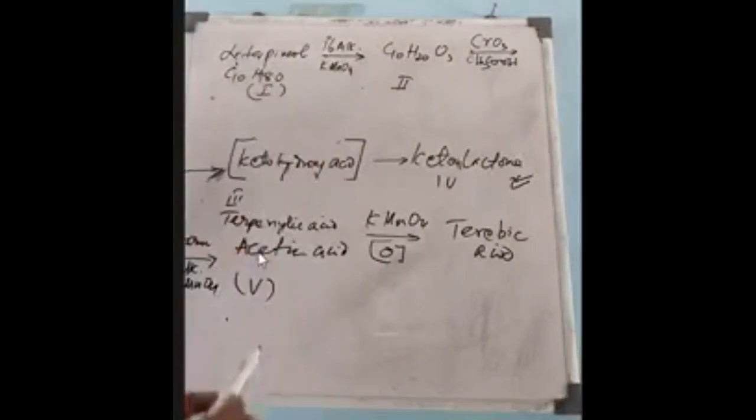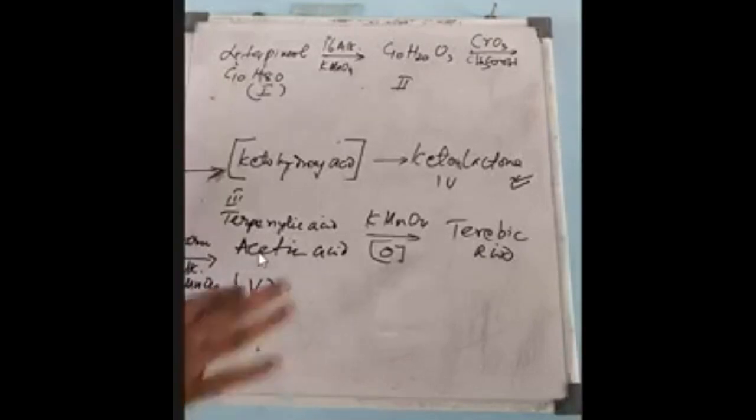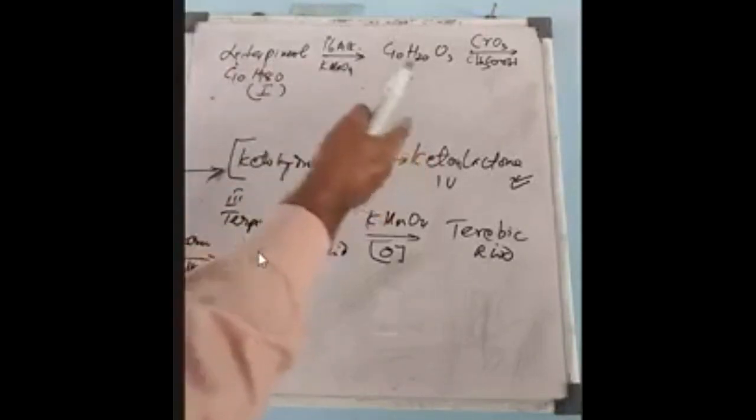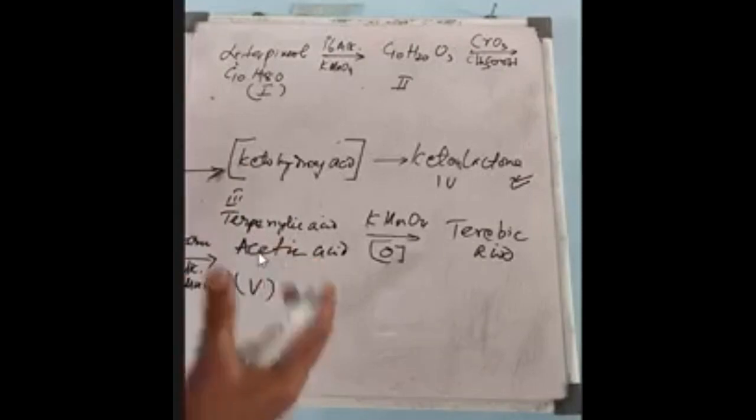Again, I'm repeating. When this compound was treated with the sodium carbonate, no reaction was taking place. It means there is no carboxylic acid. From this test, the presence of carboxylic acid was not confirmed. But when the same keto compound was refluxed with the standard solution of potassium hydroxide or sodium hydroxide and then back titrated, that is, whatever amount of potassium hydroxide or sodium hydroxide remained behind, then some amount of sodium hydroxide and potassium hydroxide was found consumed.